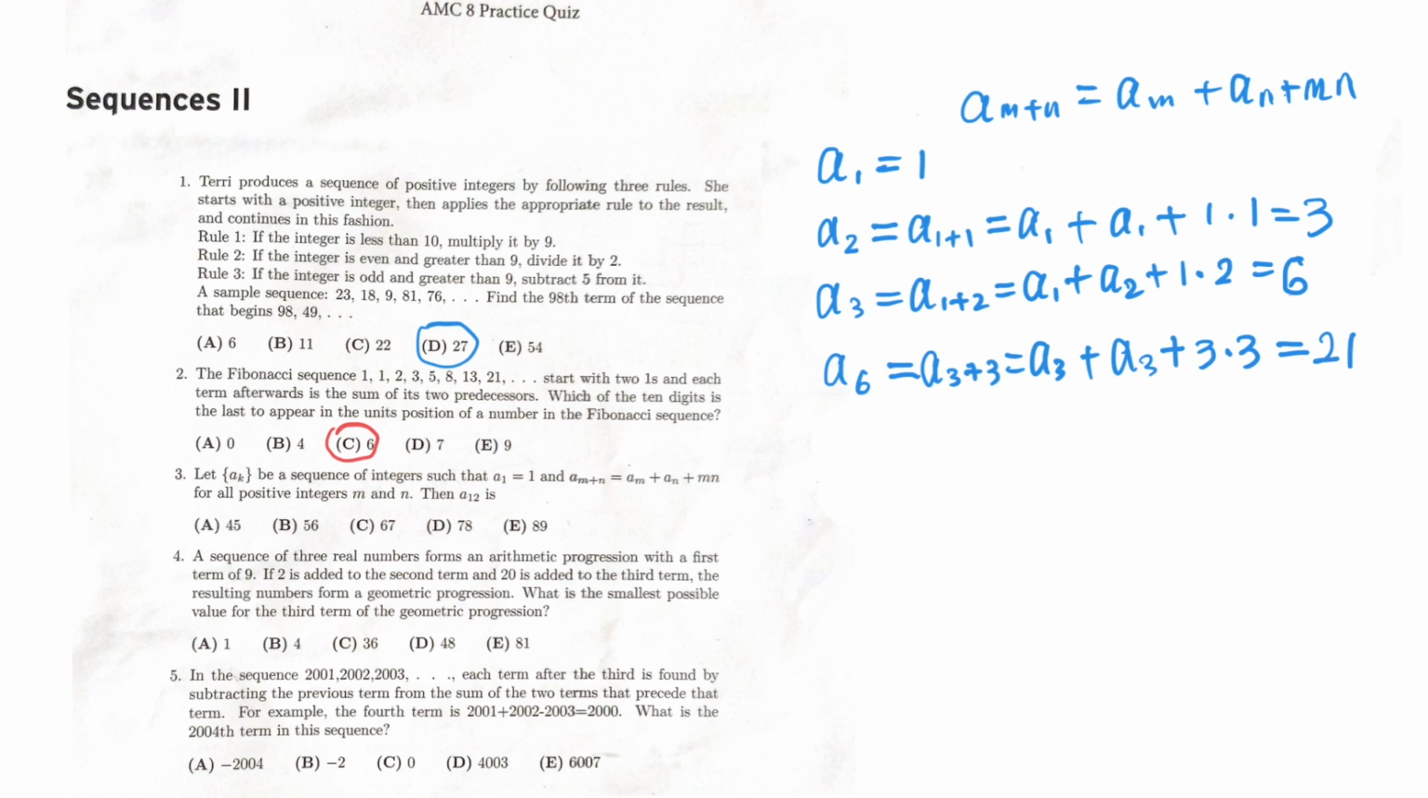With the A6, we can do A12 equal to A6 plus 6 equal to A6 plus A6 plus 6 times 6. A6 is 21. So 21 plus 21 plus 36, that's 78. So the answer is D, 78.